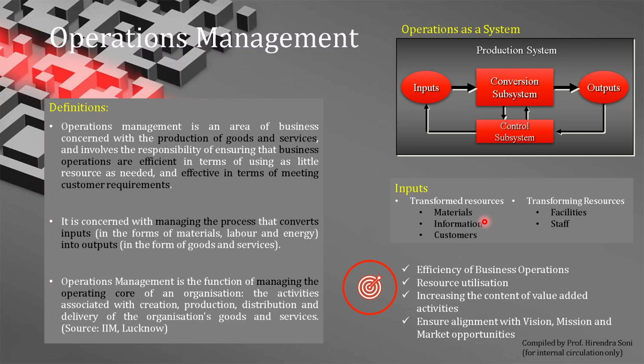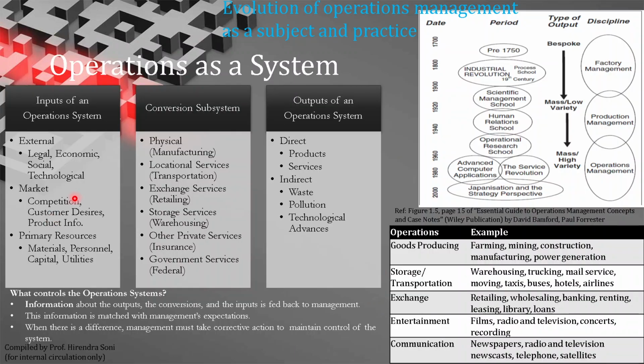So we looked at the external entities which are involved in the inputs, market dependent entities. Then we looked at primary resources. So basically inputs can be broadly categorized into three parts. The conversion system can be in the form of physical, locational, exchange services, storage services, and other. When we talk about outputs, broadly we can categorize them in two parts, direct and indirect outputs. Fine. Then we looked at some examples of operations.